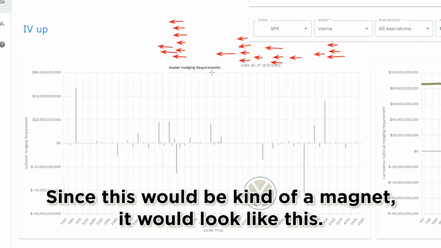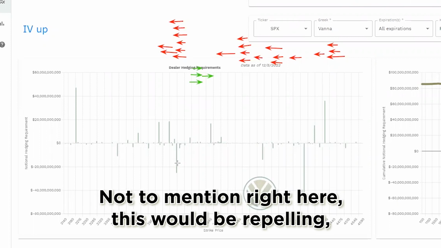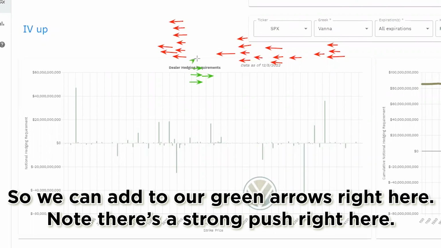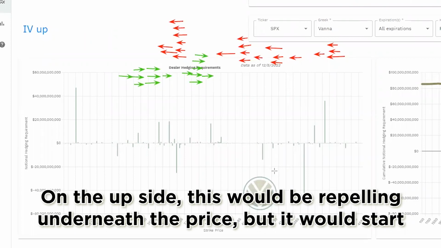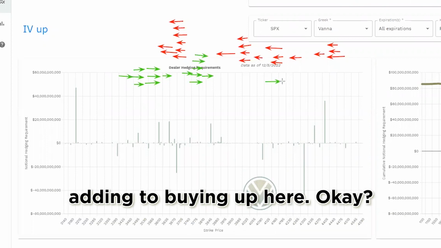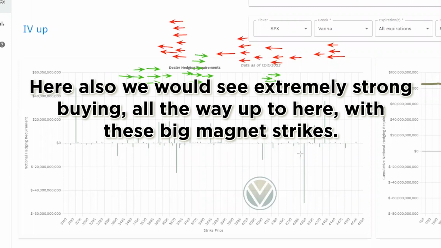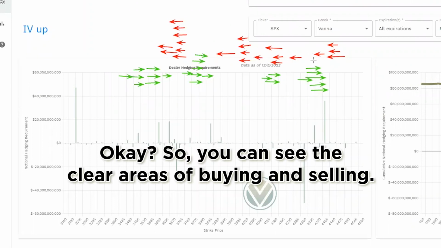Since this would be kind of a magnet, it would look like this. Not to mention right here, this would be repelling. So we can add to our green arrows right here. Note there's a strong push right here. Here would be magnets, right? And it would probably look something like this. On the upside, this would be repelling underneath the price, but it would start adding to buying up here. Here, also, we would see extremely strong buying all the way up to here with these big magnet strikes. So you could see the clear areas of buying and selling.